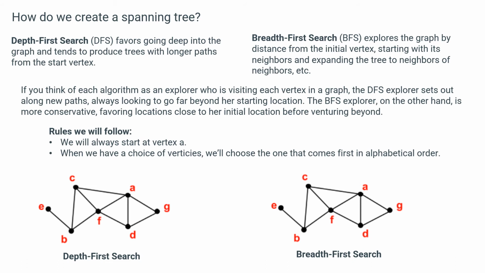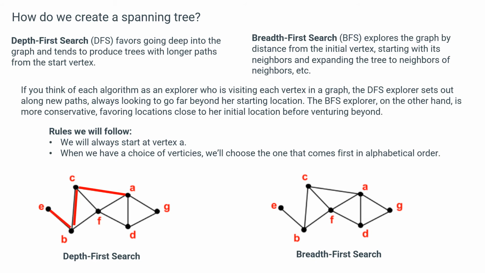Well, there's several options, but C comes first in the alphabet, so I'm going to go A to C. Now, where can we go from C? We can go B or F, but B comes first in the alphabet, so I'll go to B. Now from B, where can I go? I can go to E or I can go to F. I'll go to E since that comes first in the alphabet.